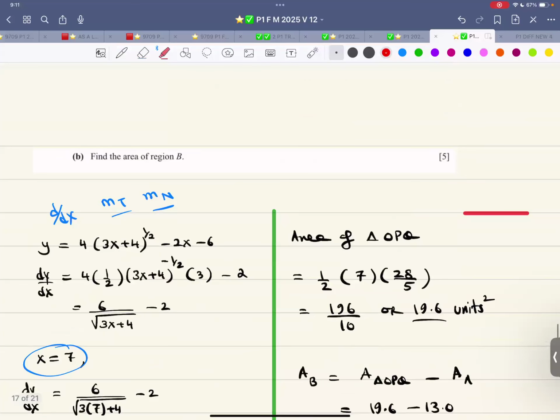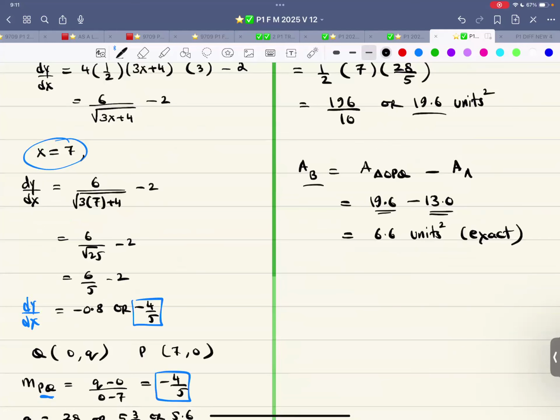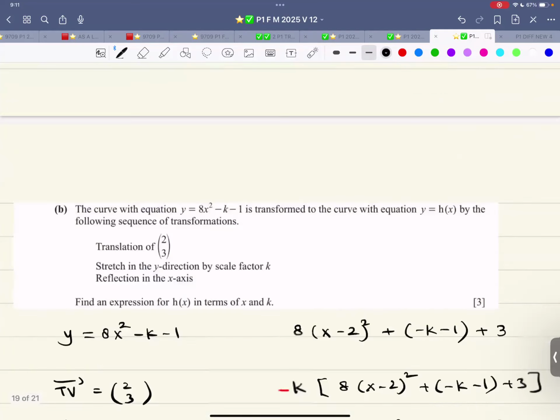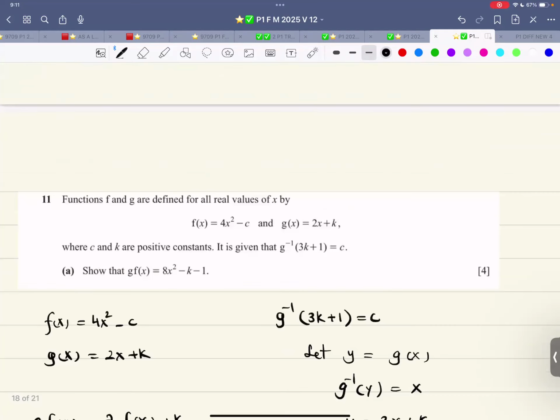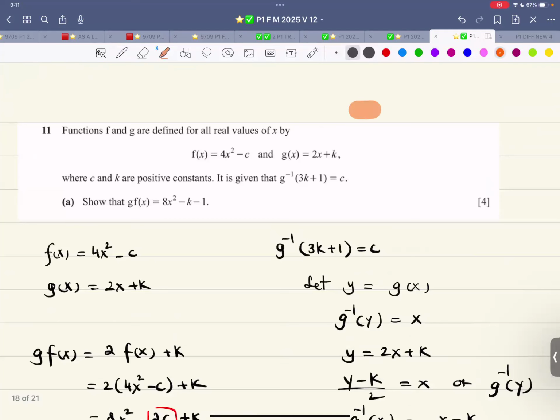Now the blue marker. And just join it like this. So now that's realistic. This is P, this is O, this is 7, this is Q, this is 28 over 5 or 5.6, right angle, half base into height, that is this. Area of B, area of triangle minus area of A, that is 6.6, that is also exact. So now the last question, I think, and that was a very nice, very interesting question. If you have done everything over there very well, then even if you make some simple mistakes over here, nothing to worry.